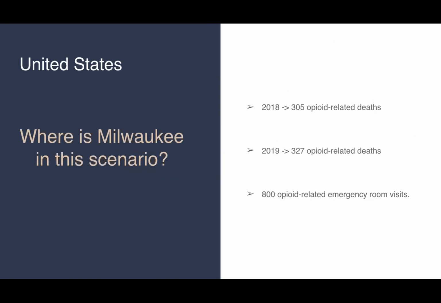In 2018, we had 305 opioid-related deaths in Milwaukee. And even though since 2018 people are talking about the opioid crisis, and this number was supposed to decrease, it's not happening. So in 2019, we had 327 opioid-related deaths and 800 opioid-related emergency room visits. So the deaths caused by opioid overdose could be higher.